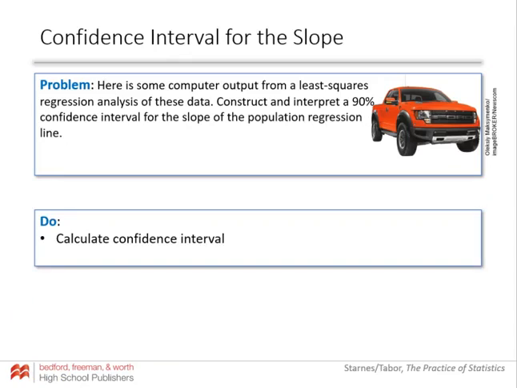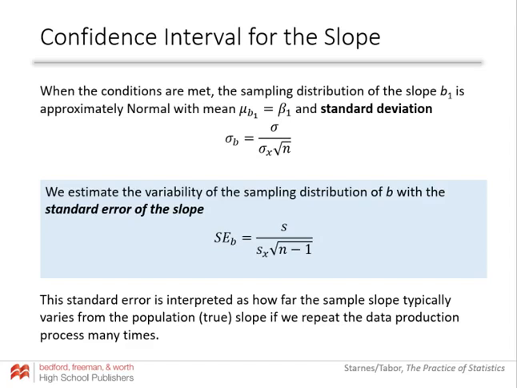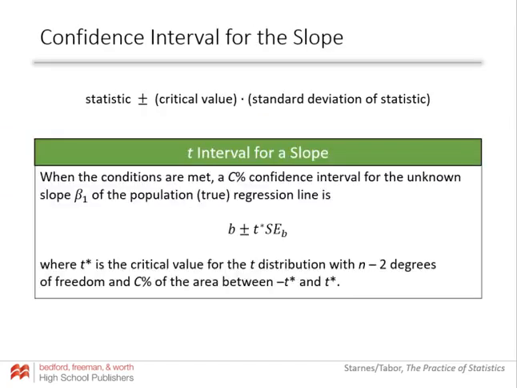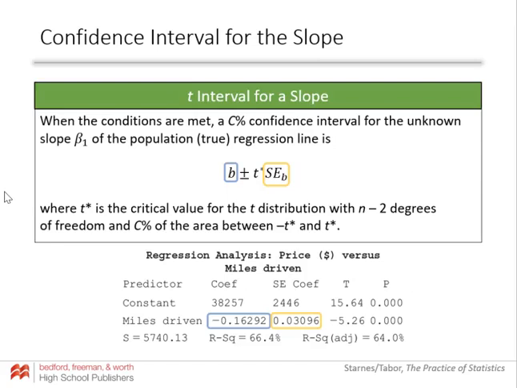So then we get to the do part where we have to actually calculate the confidence interval. Okay, this is the formula that is on your formula sheet. All right, so we would be looking for the standard error of the slope, and that's what would go on the bottom there to be able to calculate our confidence interval. Here's kind of what we were looking for. b, which is our slope from our sample data, plus or minus t star, which is the same that we've been doing, times the standard error of the slope.